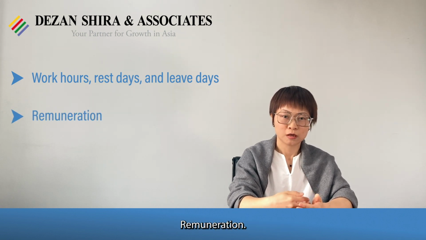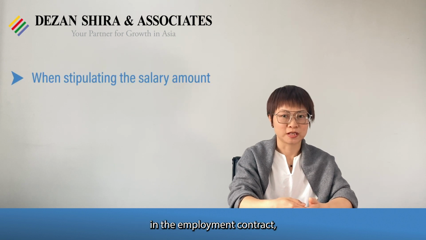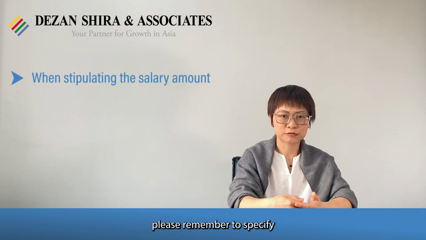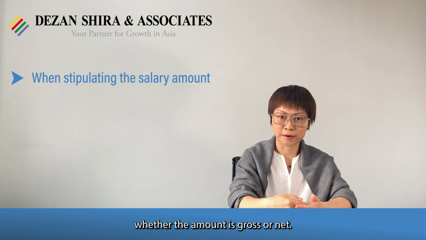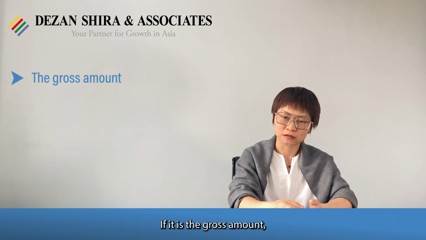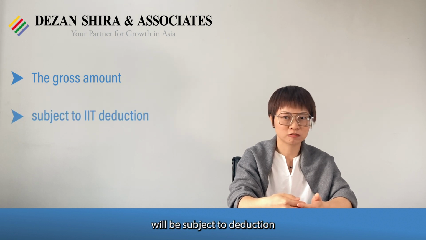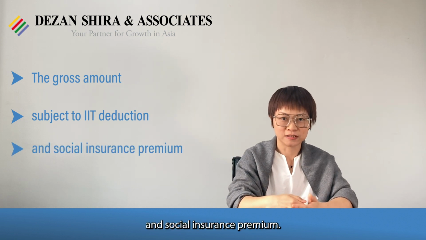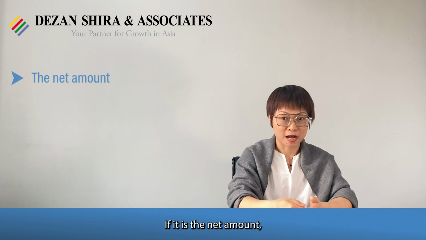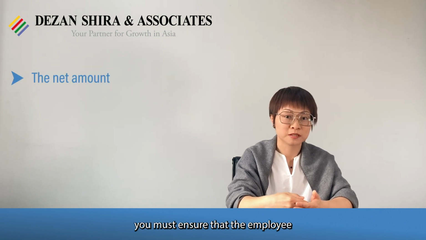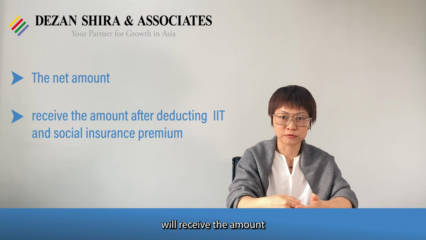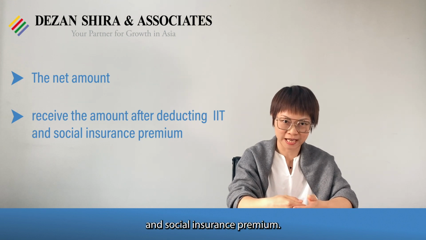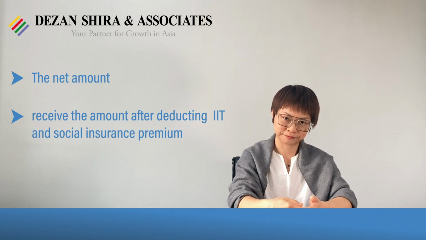Remuneration. When stipulating the salary amount in the employment contract, please remember to specify whether the amount is gross or net. If it is the gross amount, normally such amount will be subject to deduction of individual income tax, IIT, and social insurance premium. If it is the net amount, you must ensure that the employee will receive the amount after deducting IIT and social insurance premium.